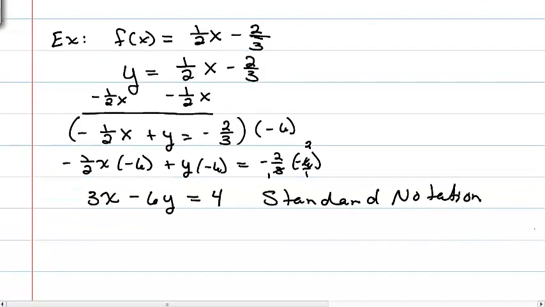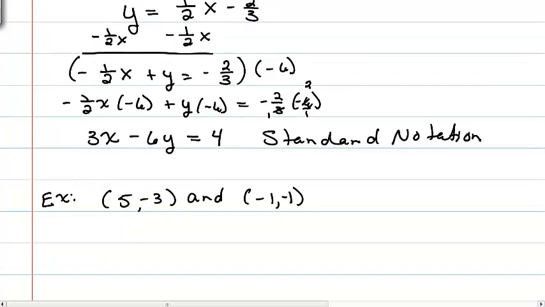All right, so one more example. And this time we'll find the equation of the line that passes through the 2 points (5, -3) and (-1, -1). The first thing that we need to calculate is the slope. The slope is y2 minus y1 over x2 minus x1.